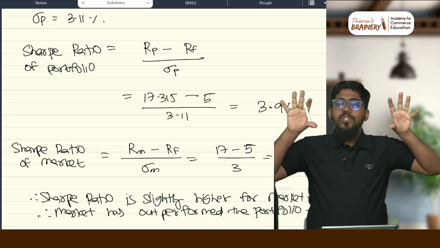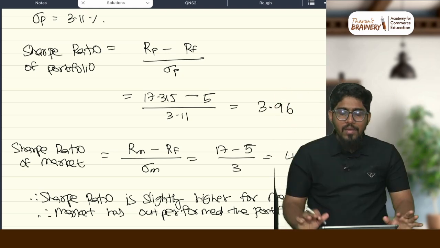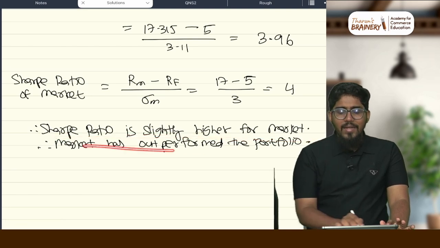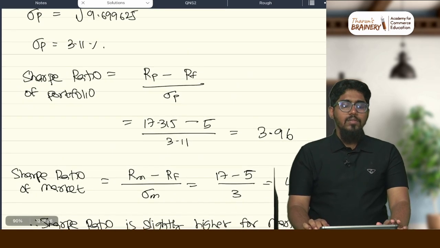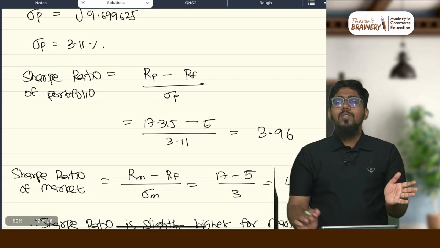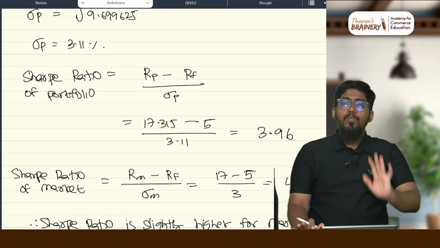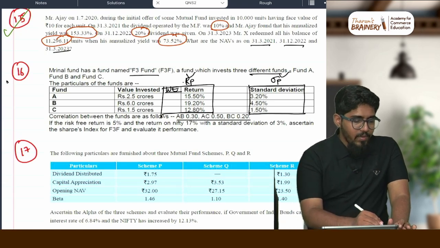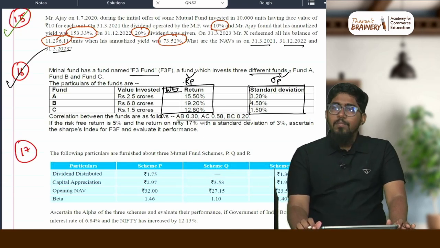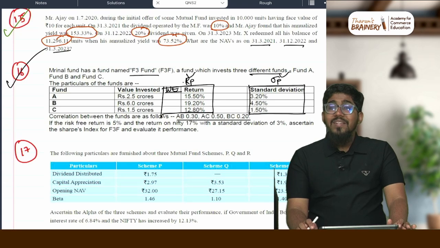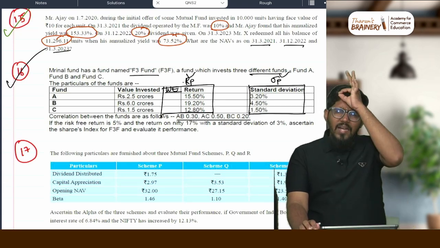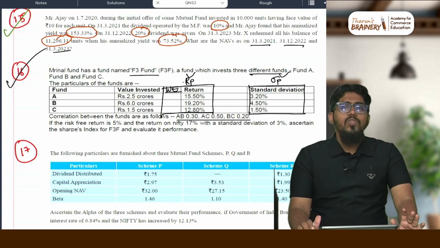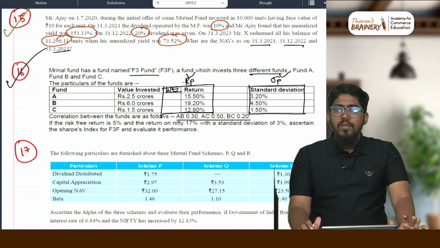So using Sharpe I am evaluating now. The Sharpe ratio is slightly higher for the market, so the market has outperformed the portfolio. The portfolio has not even outperformed the market. This is question number 6. Are you all with me? On the standard deviation, return and risk, 2 questions will definitely come, so you have to be ready.